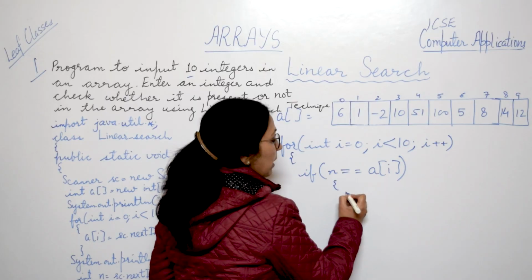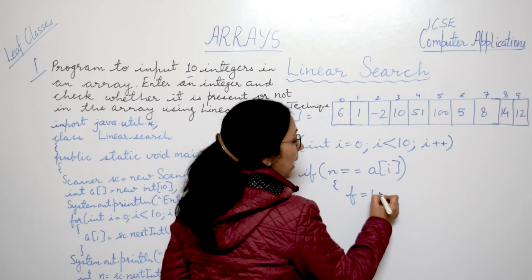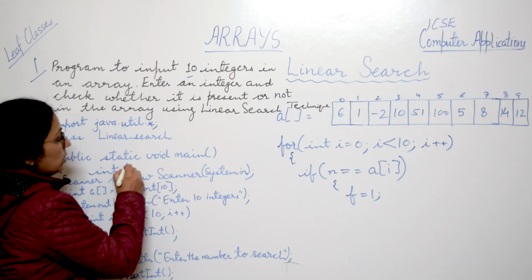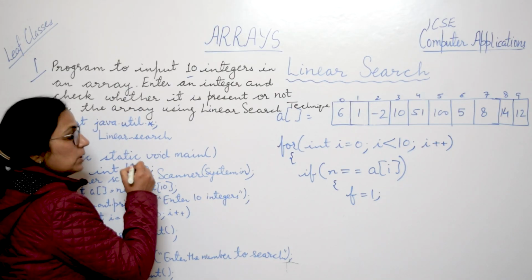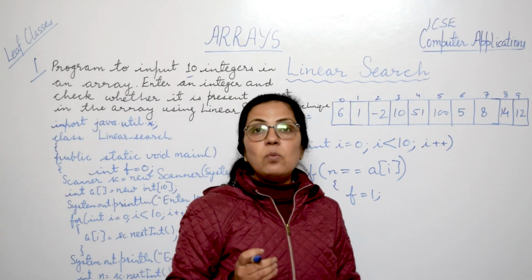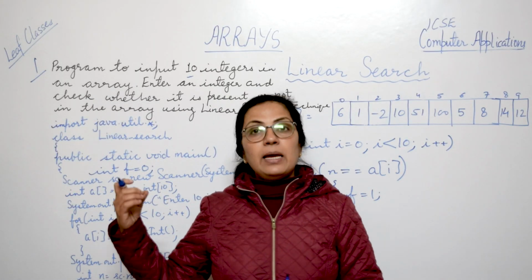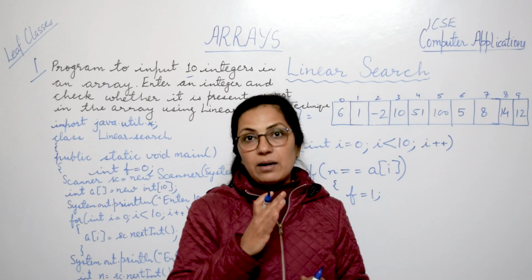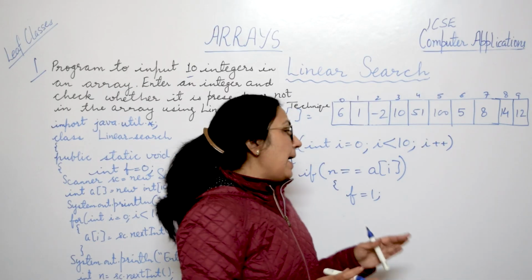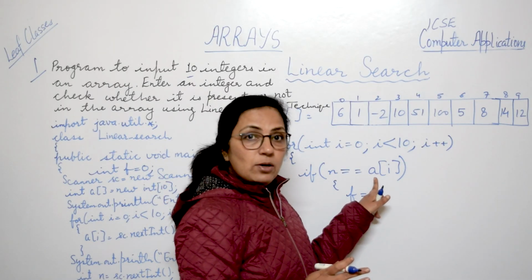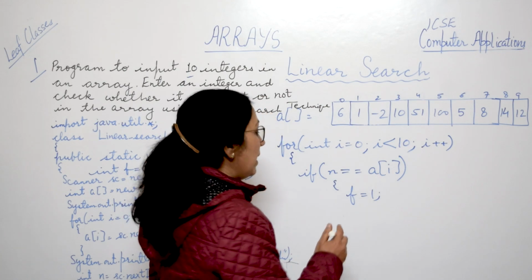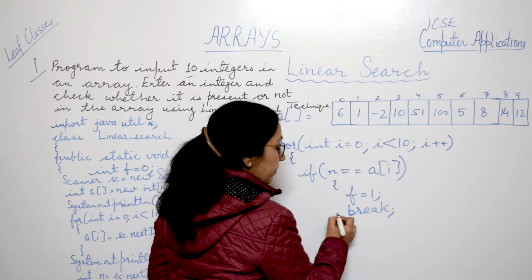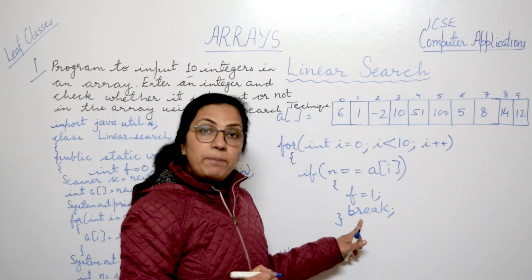So what we will be doing, we will take a flag value and turn it to 1. In the beginning, you can take flag equals 0. This f equals 0, we can take this flag, flag works as an indicator. If it will remain 0 till the end of the loop, that means our matching value is not found. And if the matching value is found, we are turning it to 1. And as soon as we are getting the matching value, we will break. We will break the loop, right?